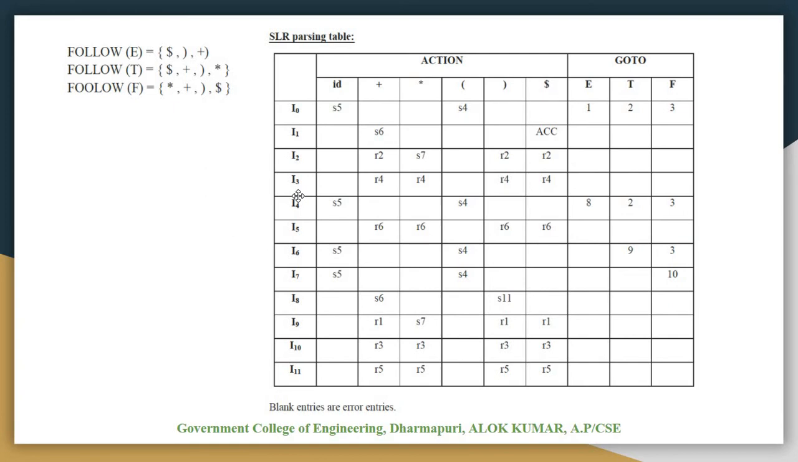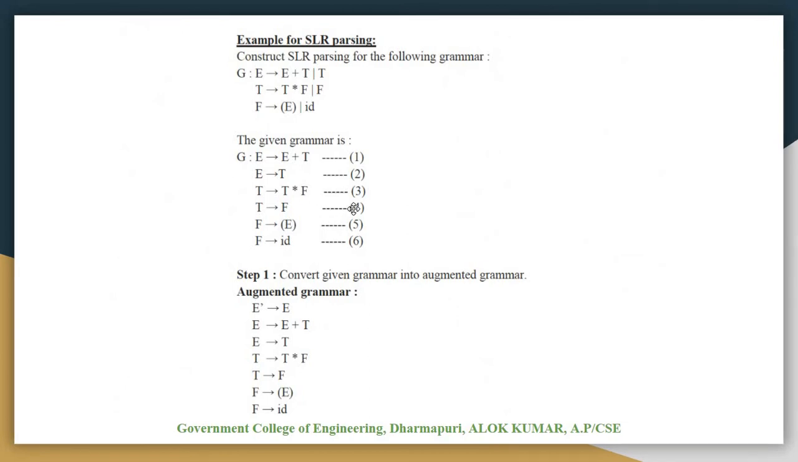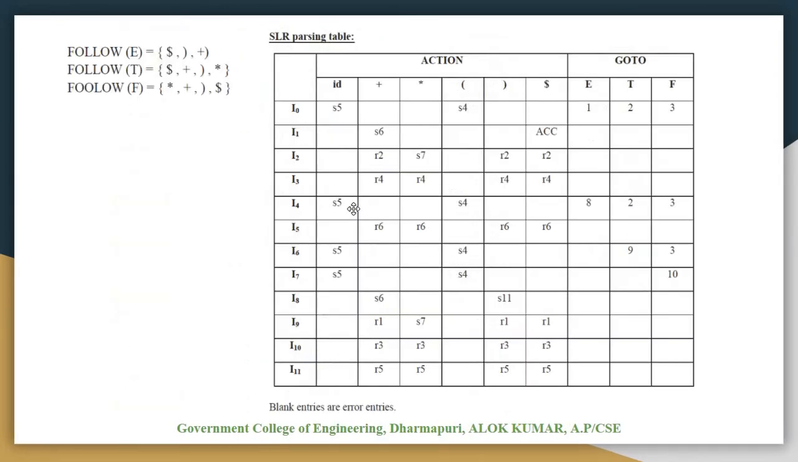I3 also we will see. When we are going to see I3, here F dot is coming. So here we will check F, this one is 4. So R4 we will keep, and where will we keep it? In the follow. So at all these places we will keep R4. In this manner we will complete this table.